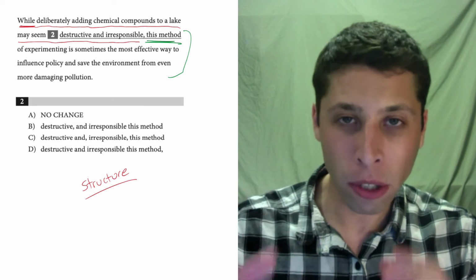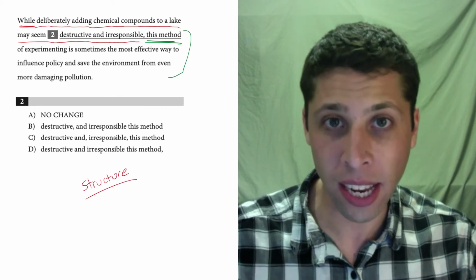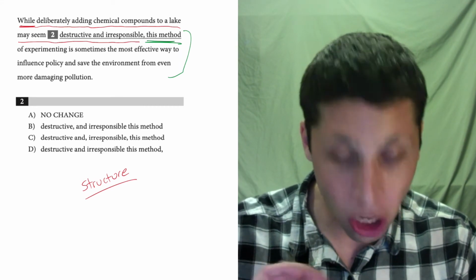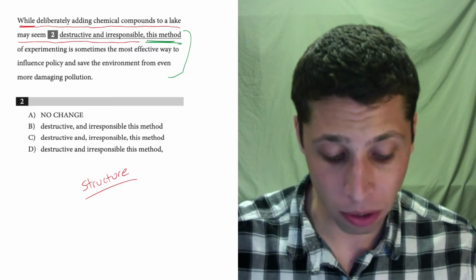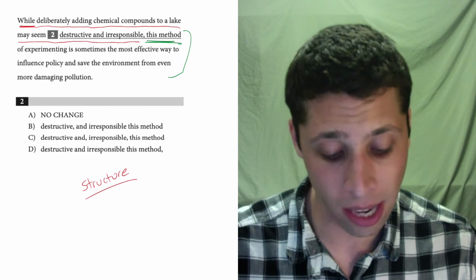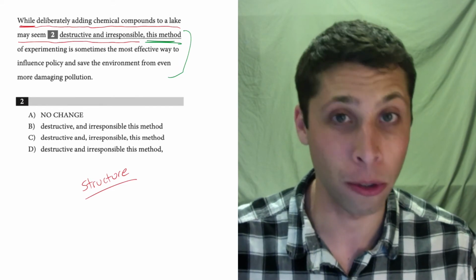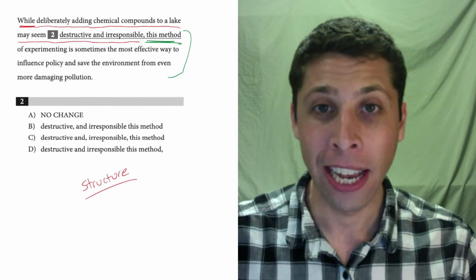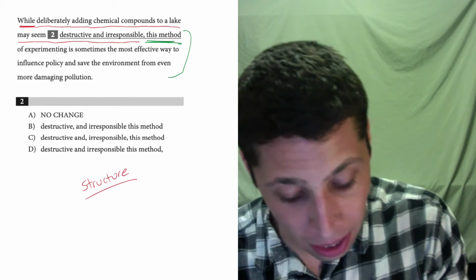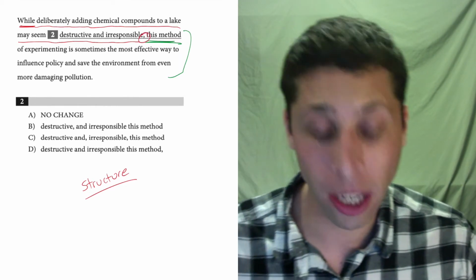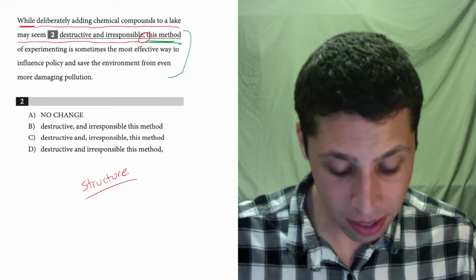So if I were to think about what is the standalone sentence here, I could chop off all of the red. This method of experimenting is sometimes the most effective way to influence policy and save the environment from even more damaging pollution. That's my sentence. I use a comma to attach an extra piece. So this comma right here in the no change choice is necessary. It does an important thing.